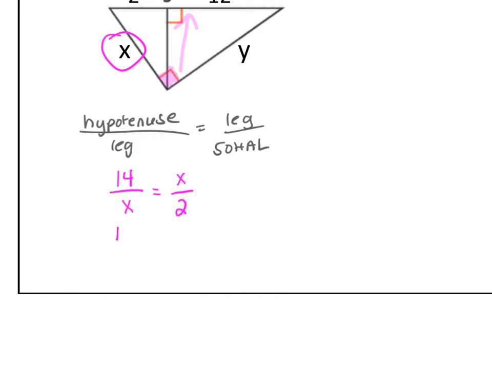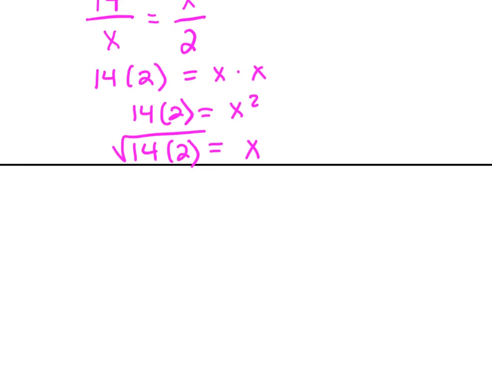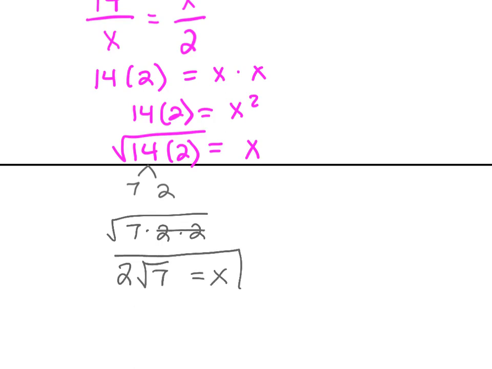So now I cross multiply: 14 times 2 equals x times x. X squared would equal 14 times 2. Again, you can multiply that out, but you're just going to end up breaking it down, so you might as well leave it separate. You can only break that down to 7 and 2, so this would be 7 times 2 times 2, right? Does anything repeat? 2 repeats. 2 root 7.